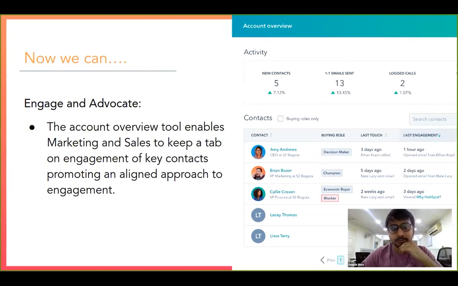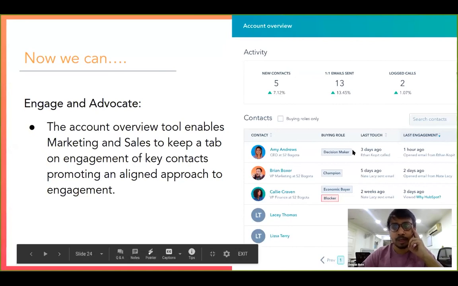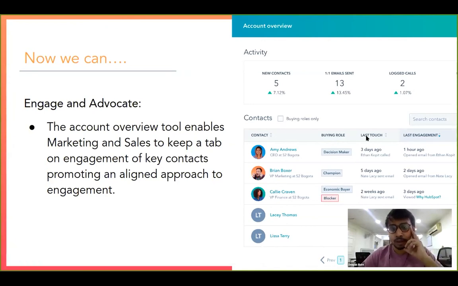Moving on now. Again, this comes under the engage and advocate part of the funnel. This account overview tool gives you a single screen view of what is happening in a particular account. You can see how many new contacts are being created, how many one-to-one emails were sent, and logged calls. I just want to mention, this feature is available if you have Sales Hub Pro or above. This is not available with Marketing Hub.